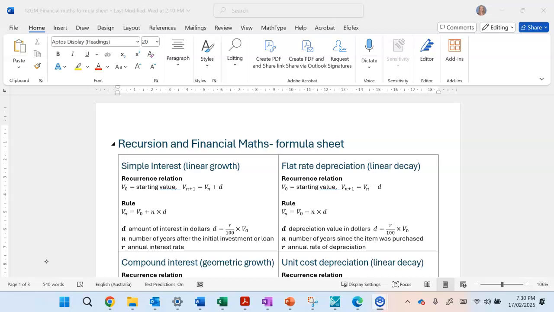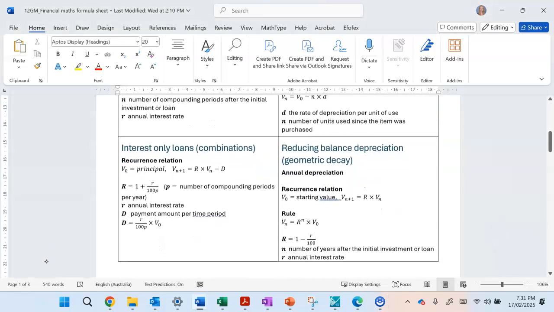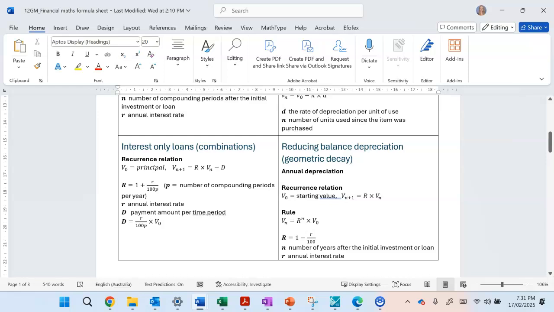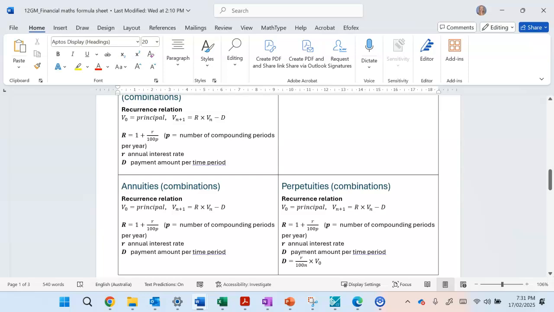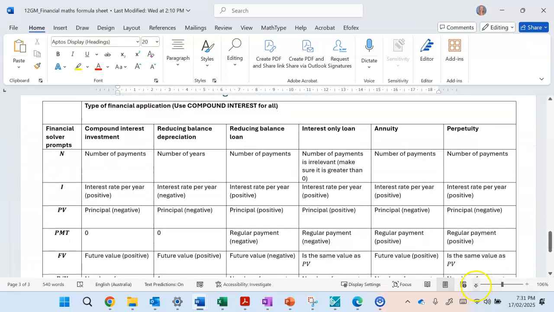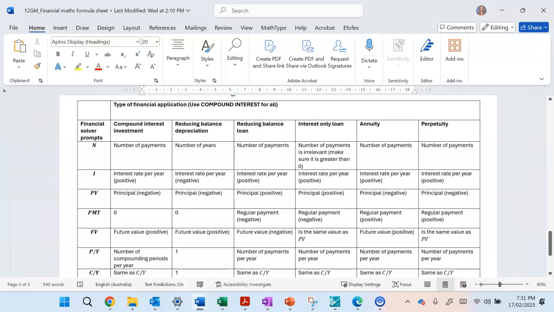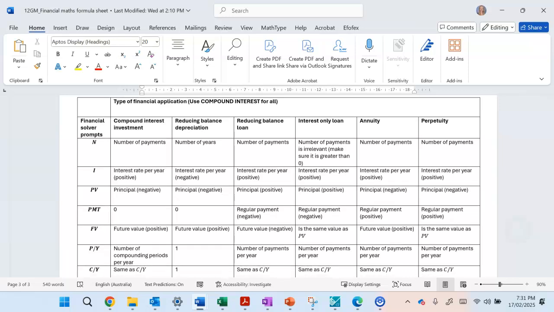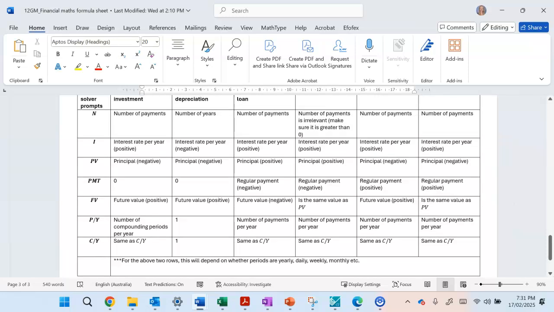All right, so just looking at your formula sheet, we do have reducing balance depreciation. You could do a recurrence relation or the rule, but I'm going to show you using Financial Solver for a lot of things. So we're doing reducing balance depreciation. N is the number of years, I is your interest rate, but it does have to be negative. It's the only application where it's negative. Principal value is also negative, payment is 0, future value is positive, and PY and CY are 1.